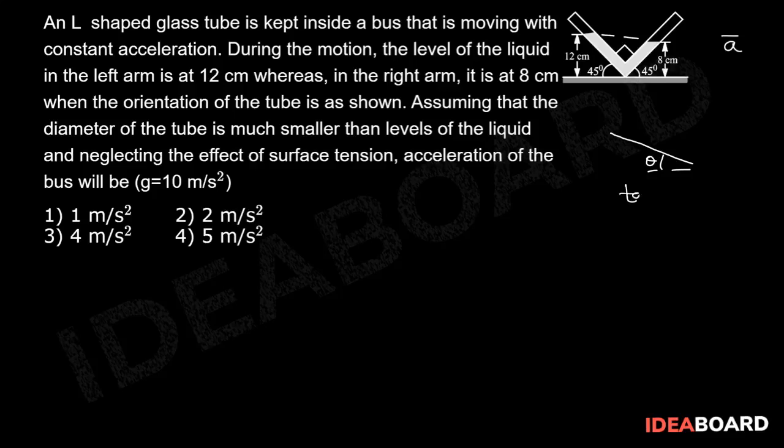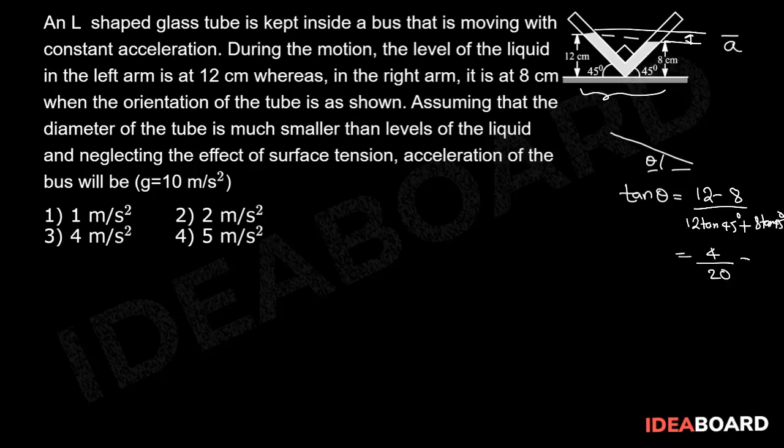Then tan theta is opposite by adjacent, where opposite is the height difference between the two vertical columns of the fluid, that will be 12 minus 8 centimeters, by adjacent, which is nothing but the base between the two columns of liquid, that will be 12 tan 45 degrees plus 8 tan 45 degrees. This will be equal to 4 divided by 20, which is equal to 1 by 5.